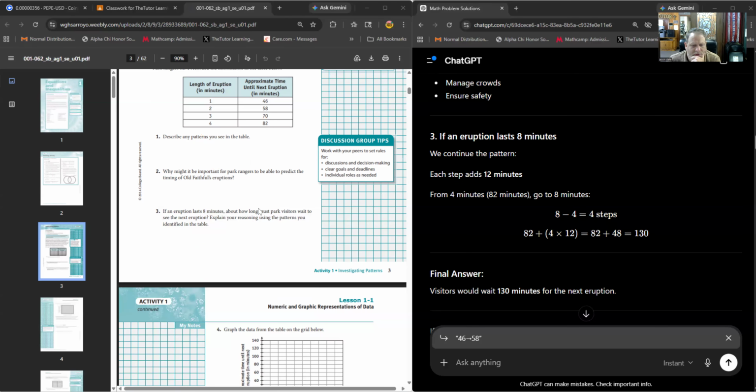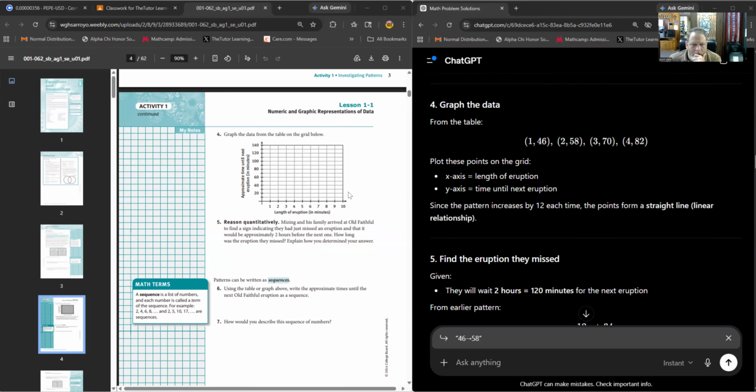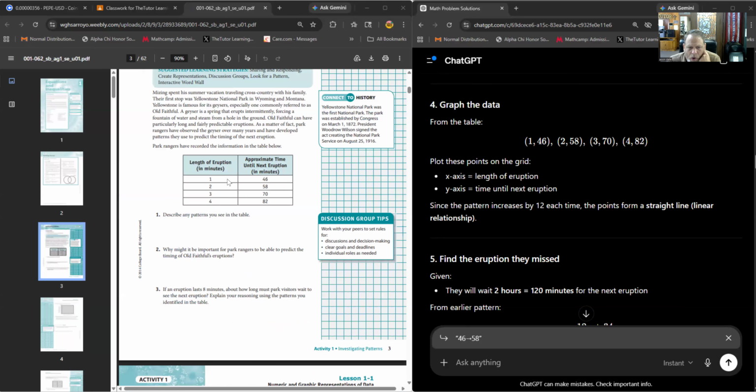Okay. Number 4. Graph the data on the grid below. All right. Plot these points on the grid. So what we're plotting is 1 and 46, 2 and 58. We're making ordered pairs. Remember the ordered pairs from the videos we were watching? We're making ordered pairs to get these up here. Okay, so just plot those on the graph.